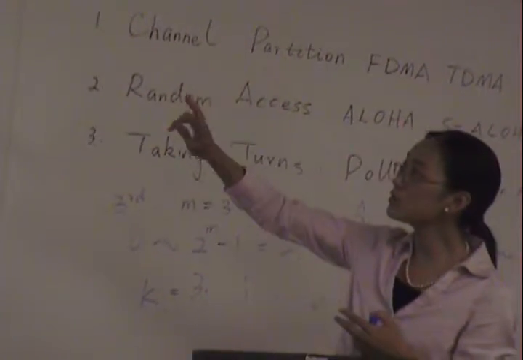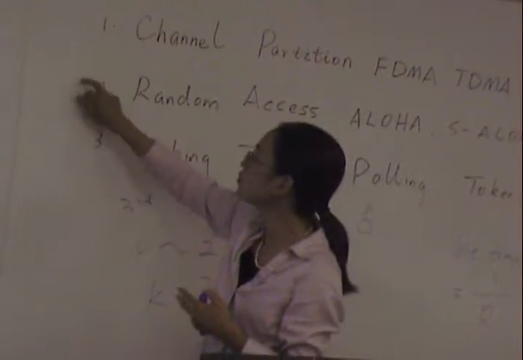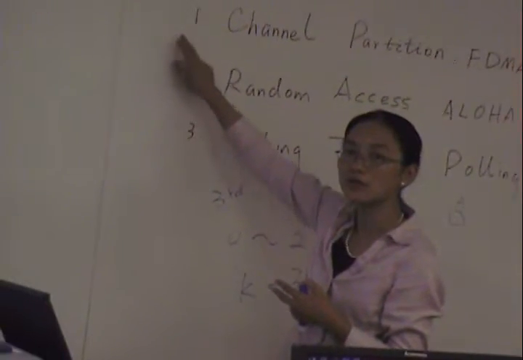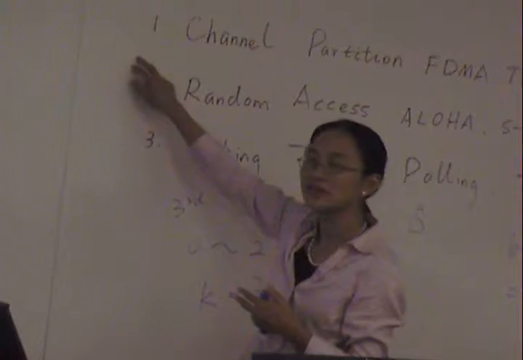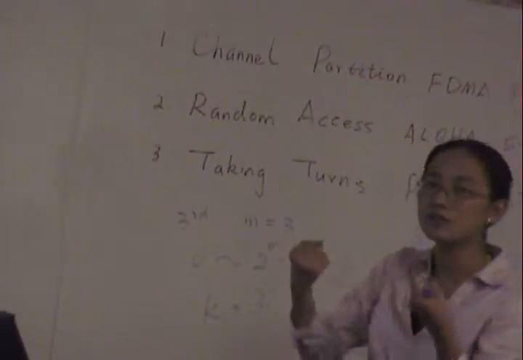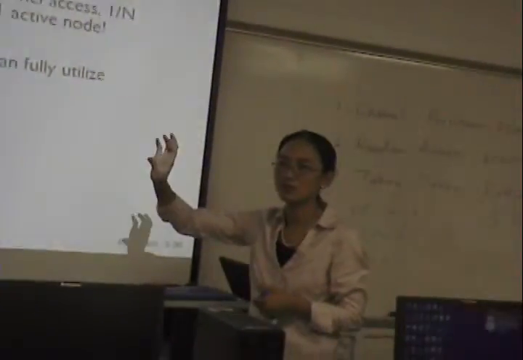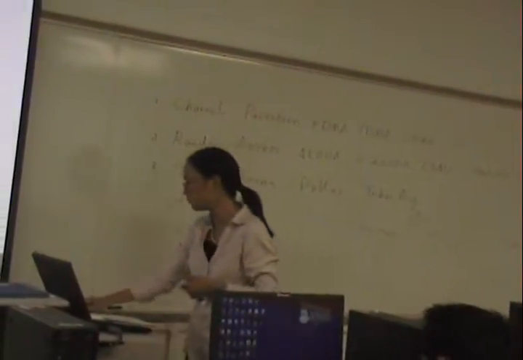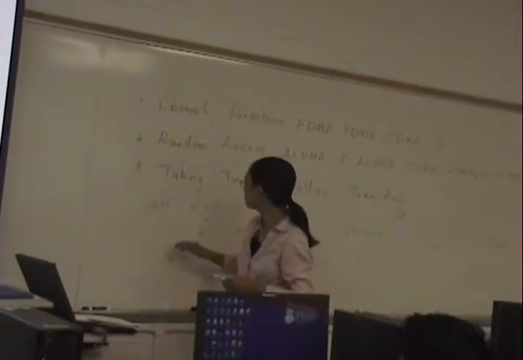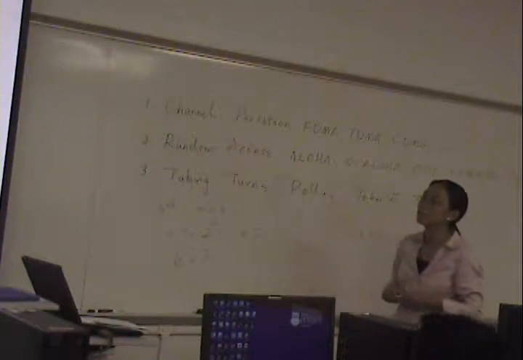So those first two methods each have their weakness. So how about taking turns? With taking turns, we want to combine both methods. How do we combine them? The first approach is polling.